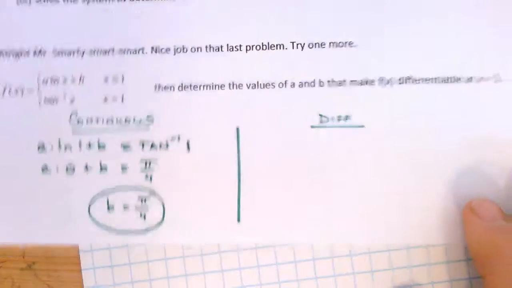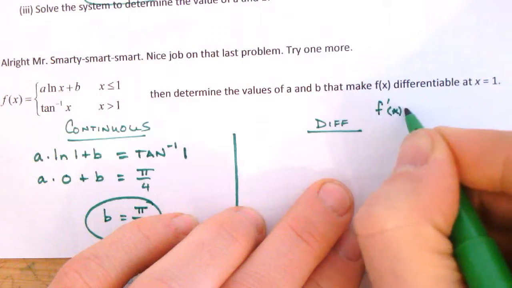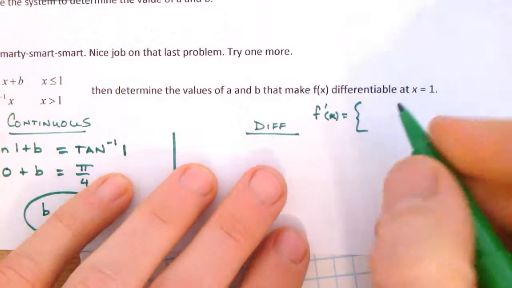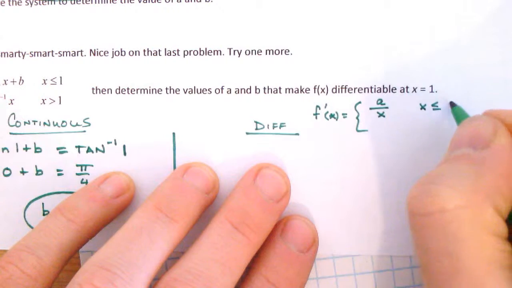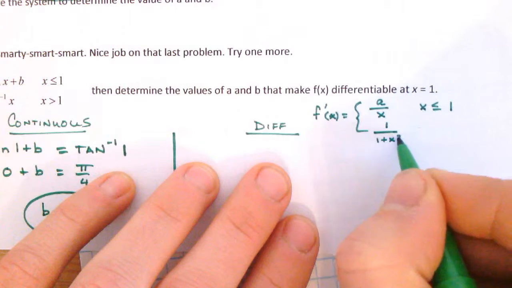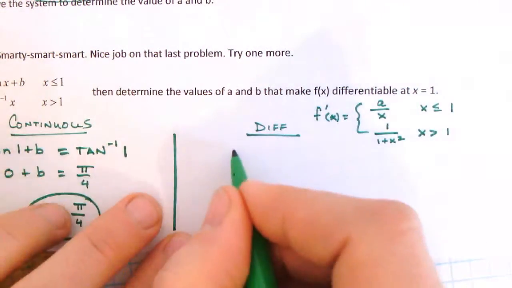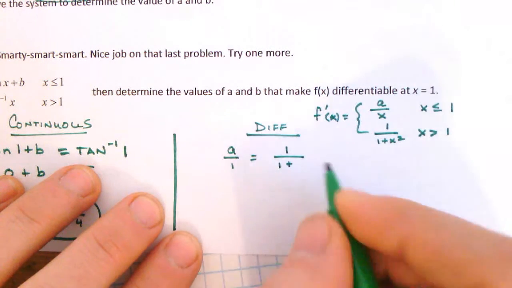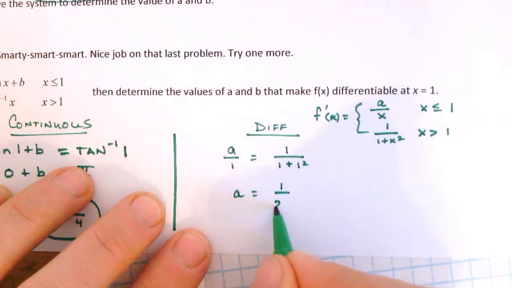Now in order to do that, we're going to have to take the derivative first. I'm going to do that work here off to the side. So our derivative equation would be a over x, that's when x is less than or equal to 1, and then 1 over 1 plus x squared when x is greater than 1. Therefore, if we plug 1 into both sides, we get a over 1 is equal to 1 over 1 plus 1 squared. So a is equal to 1/2.